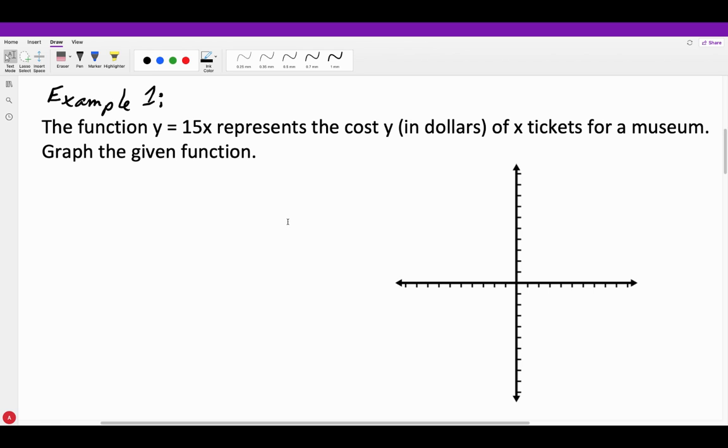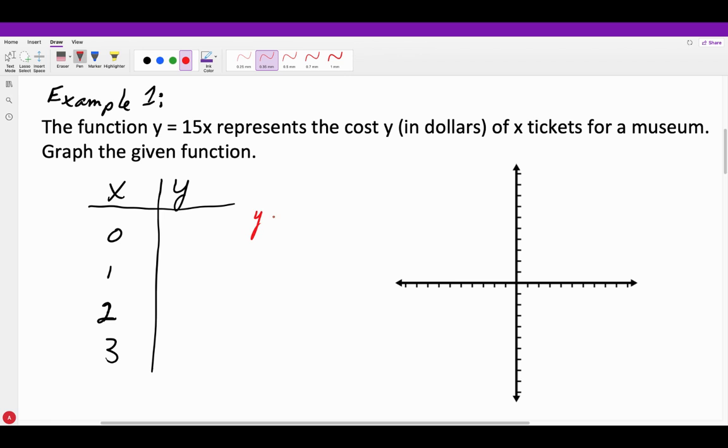All right, so for this problem, it says the function y equals f(x), same thing that we just did before, represents a cost of y dollars for x tickets for a museum. Graph the given function. The first thing I'm going to do is pick out just a few points for my domain. So I'm just going to graph 0, 1, 2, and let's just do 3. Now I'm going to plug them into the equation.